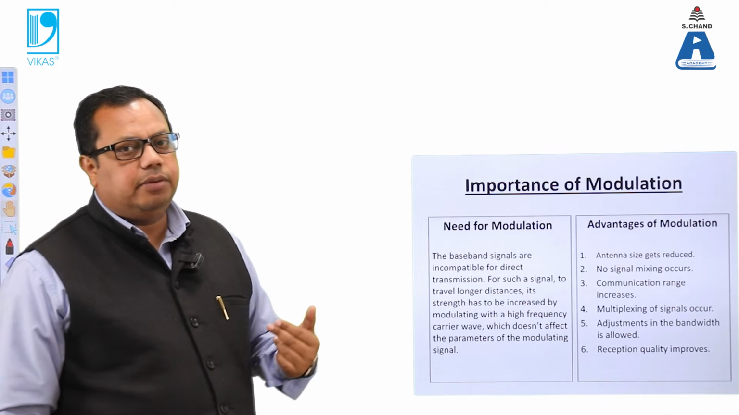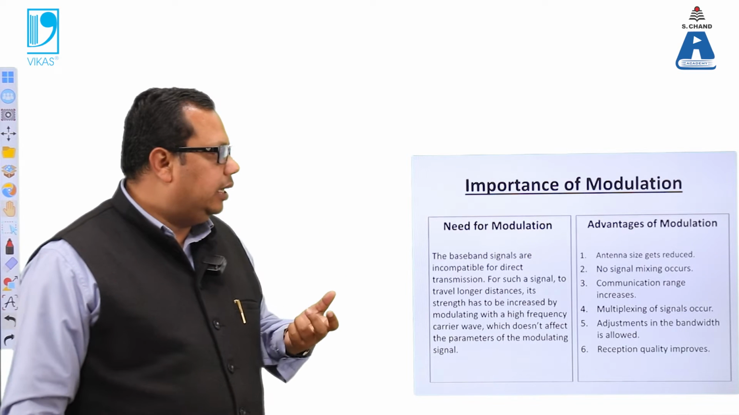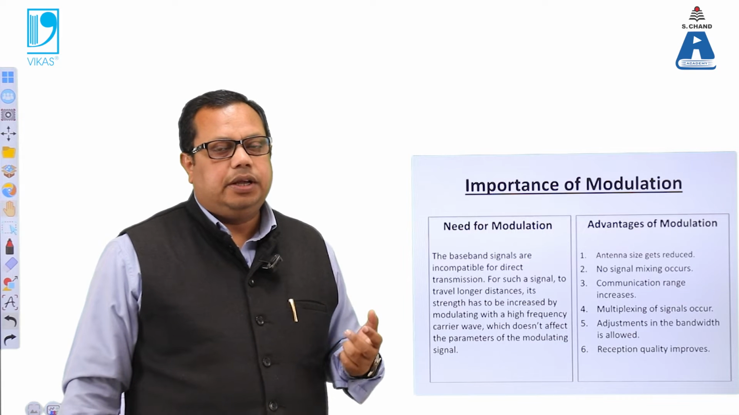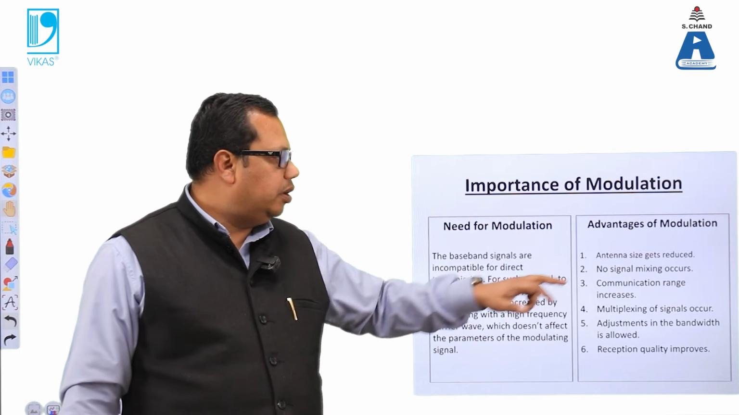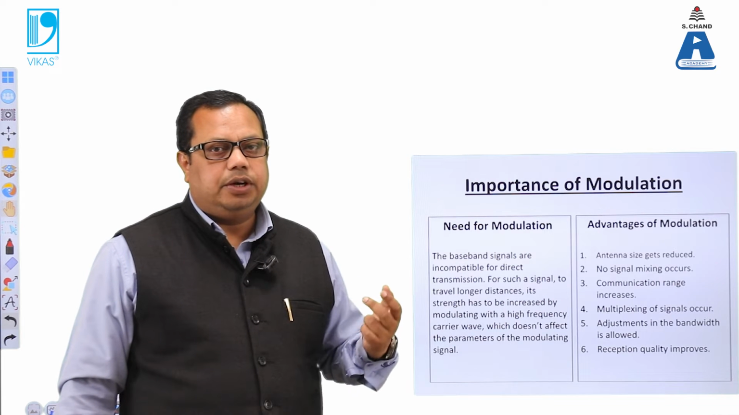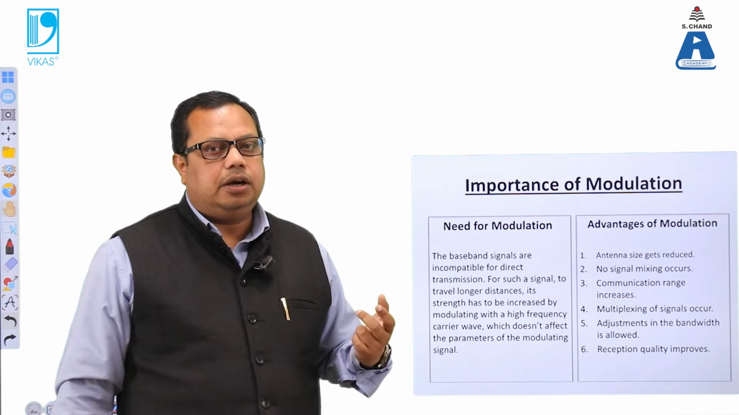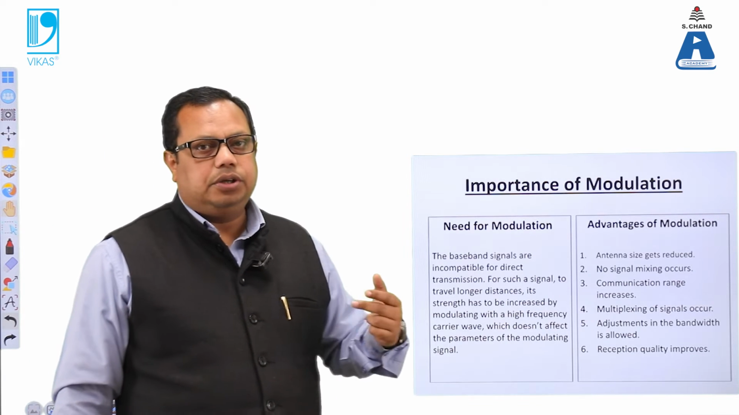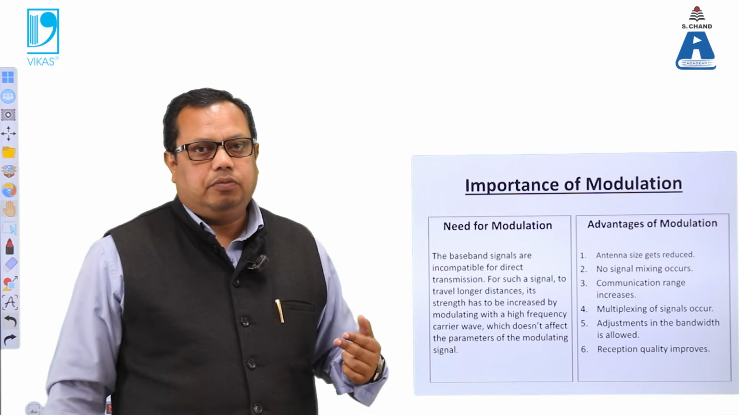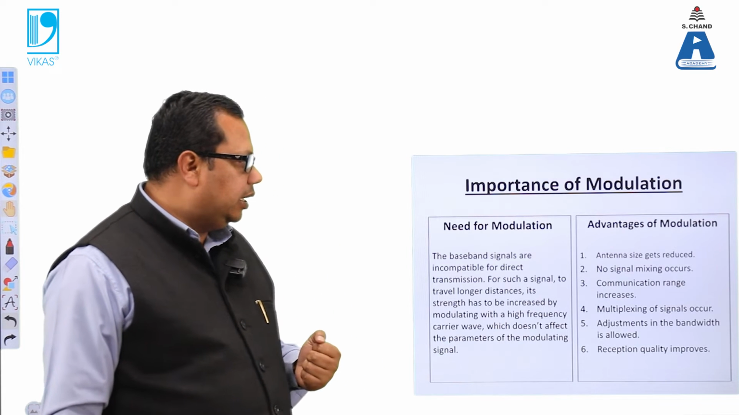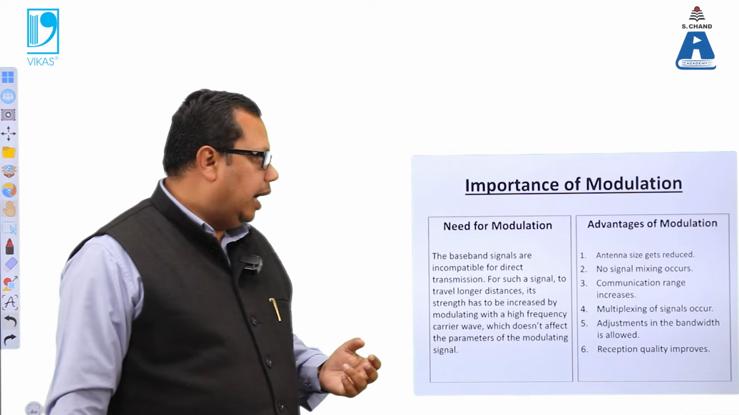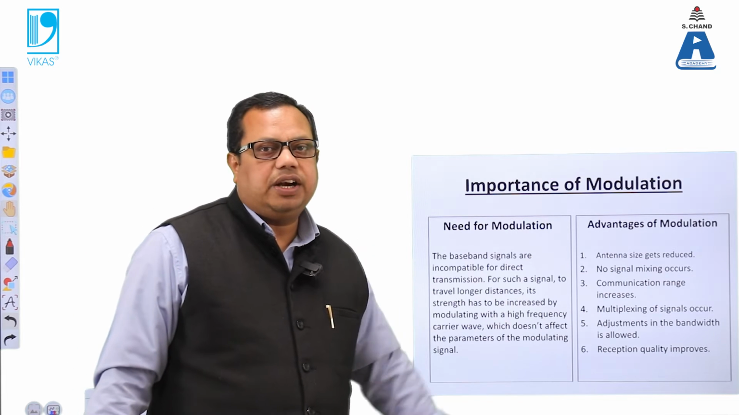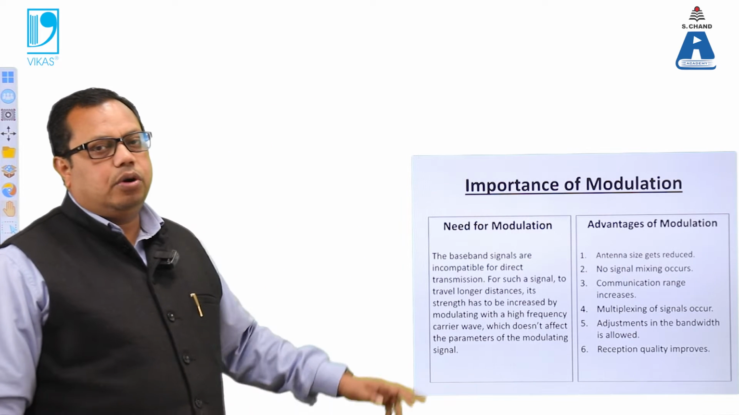When we are sending a particular signal, the antennas are reduced and the distortion factor in the signal is reduced a lot, because we observe that in the modulation, when the two waves overlap with each other, we get the target wave accurately. Communication range increases because we are already giving a wave which will bring another wave, so the range will increase. Multiplexing of signals occurs, adjustment in the bandwidth is allowed, and the reception quality improves. When the distortion factor is less, yes, the reception quality improves.